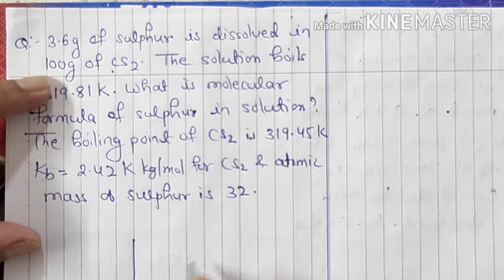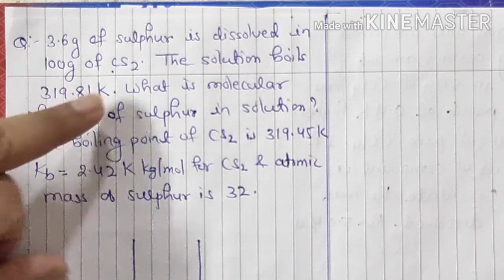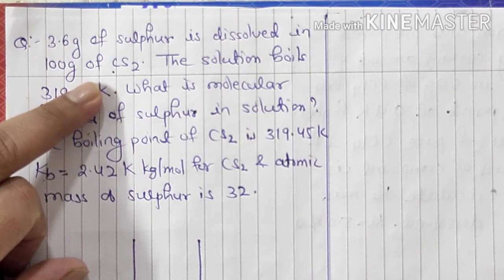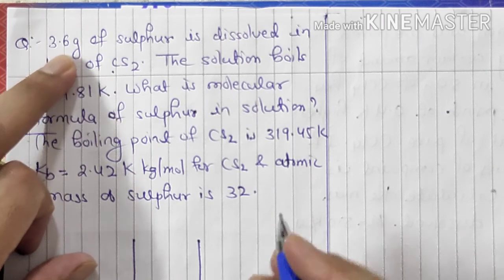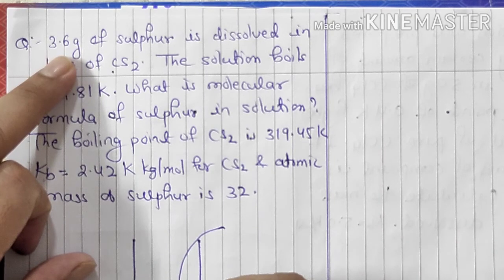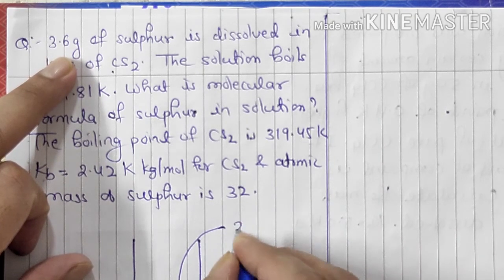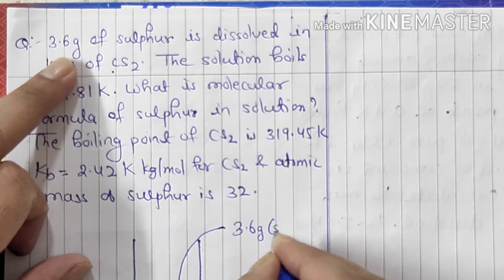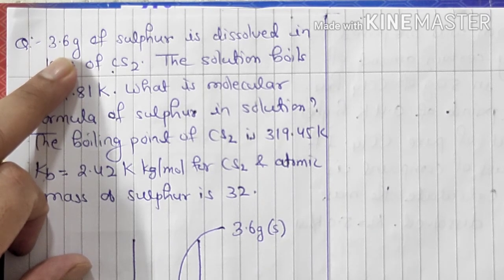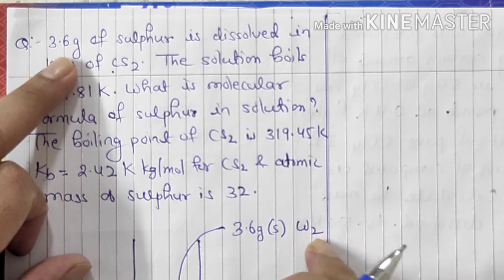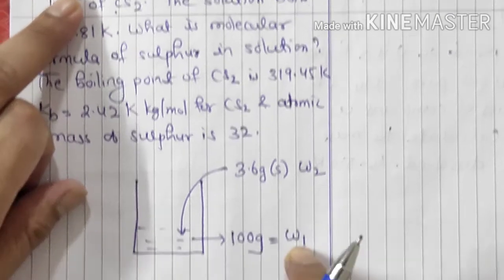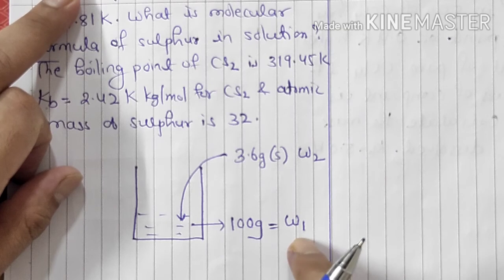So the question is like this: I have CS2, that is the solvent. How much? 100 gram. I have 100 gram solvent, right? In that, 3.6 gram of sulfur is added. I added some sulfur. That sulfur is how much? 3.6 gram of sulfur, right? So this is solute, this is solvent. So this is weight of solvent and this is weight of solute. Solute is represented by 2 and solvent is represented by 1, right? Okay, this is weight of solvent.